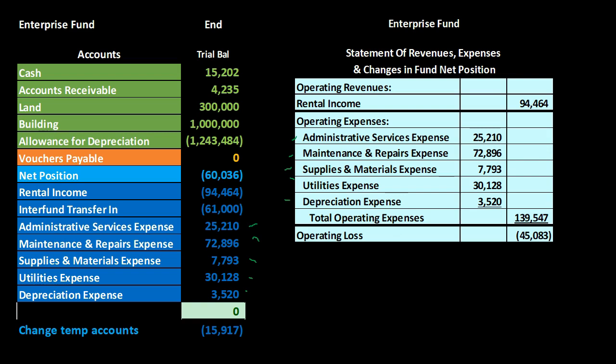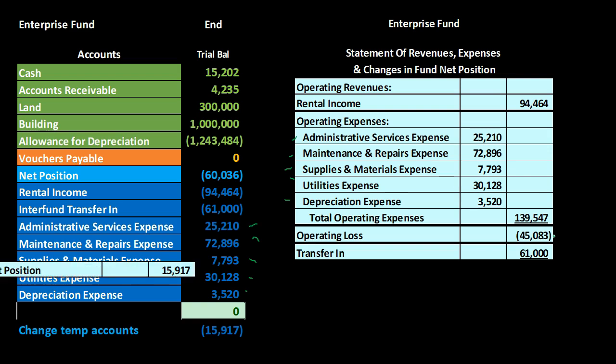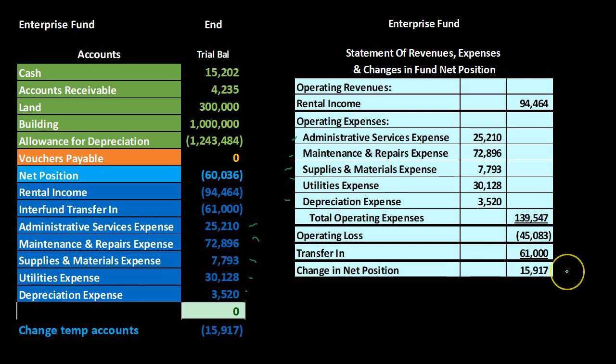So right now we're at a loss, and then we're going to say that we had a transfer in of 61,000. That's from the general fund. So that's a fund to fund transfer, where the enterprise fund received it from the general fund. Then the 45,083 plus the 61,000 brings us back to the positive, a change in net position of 15,917. This is basically the net income number. This is kind of like the net income from the operating loss.